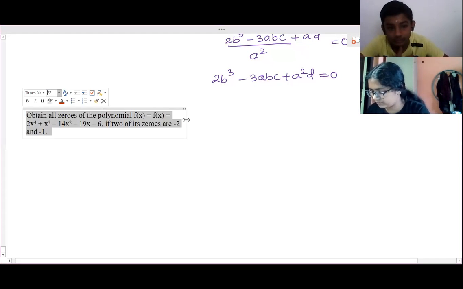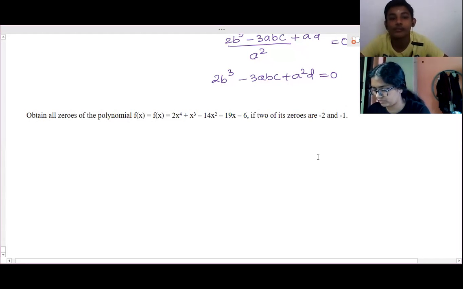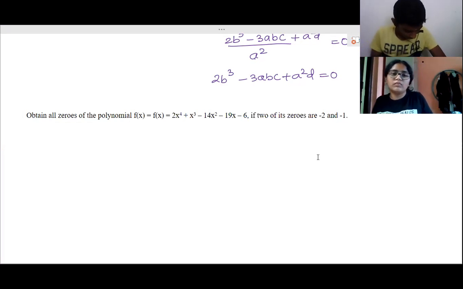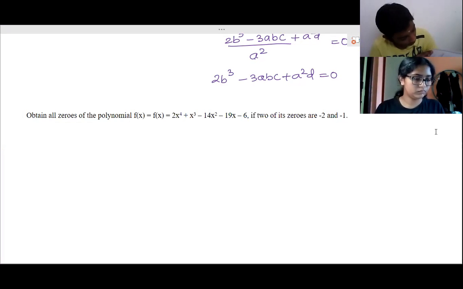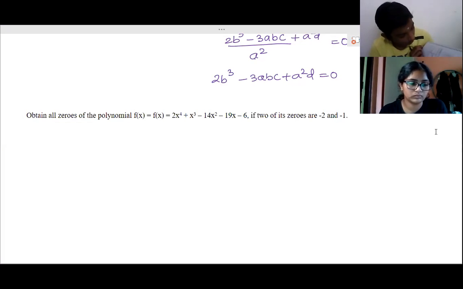Now listen very carefully. First, the zeros are whole numbers, real numbers, rational numbers. After that, there are questions where the given zeros are irrational numbers. So first, I will tell you the easier one, and then we will go to the irrational number zeros.